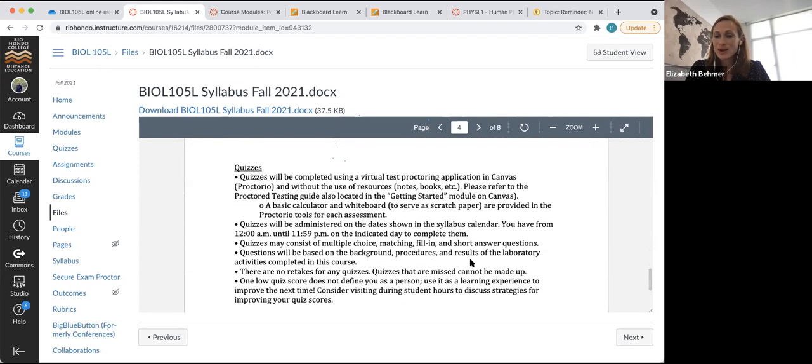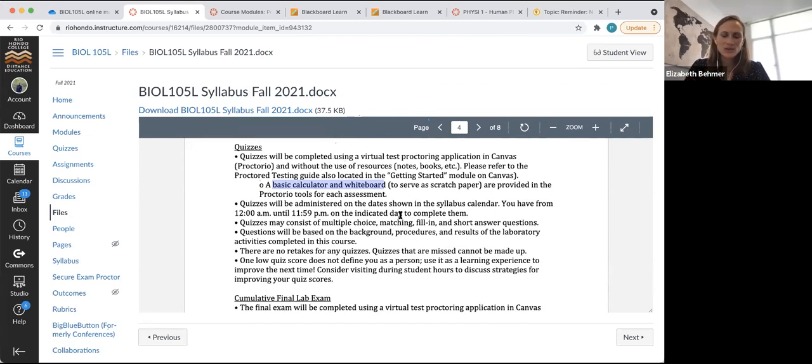All righty. Quizzes, we'll be using Proctorio. You can look at the Getting Started module for how to download the Proctorio extension. I'll provide a basic calculator and a whiteboard to serve as scratch paper in Proctorio, but it will lock your screen and you just need a webcam and to keep your face in the camera at all times.